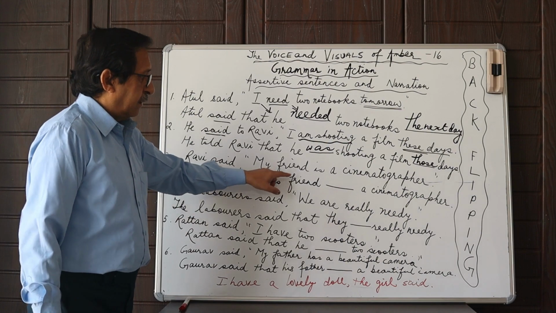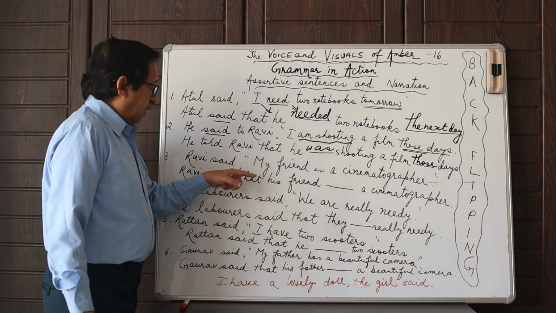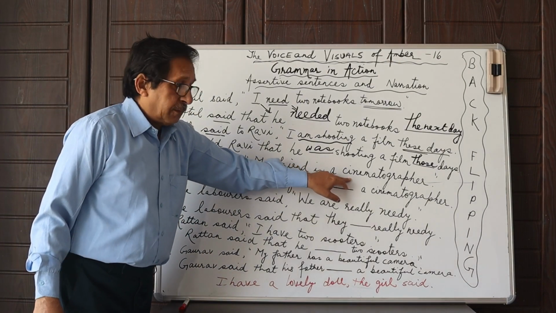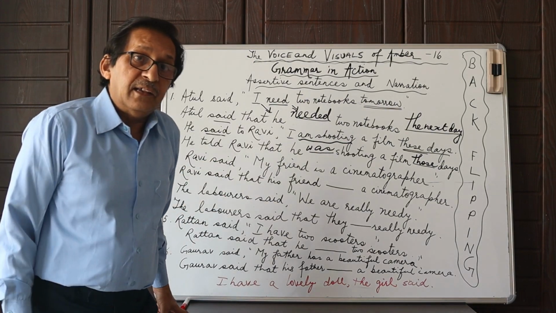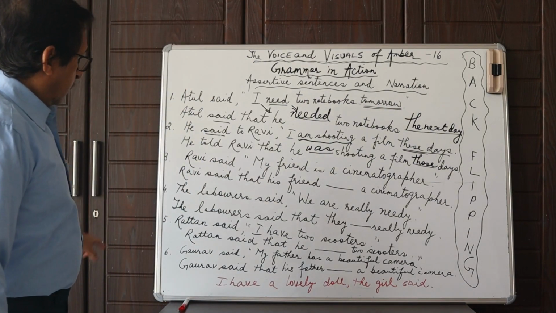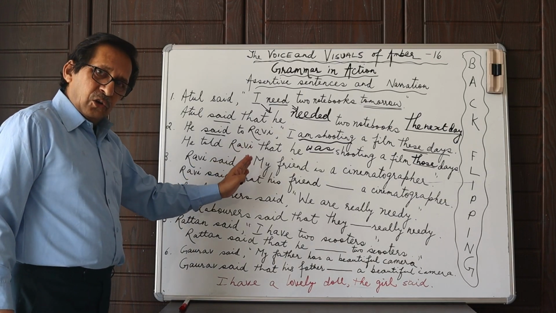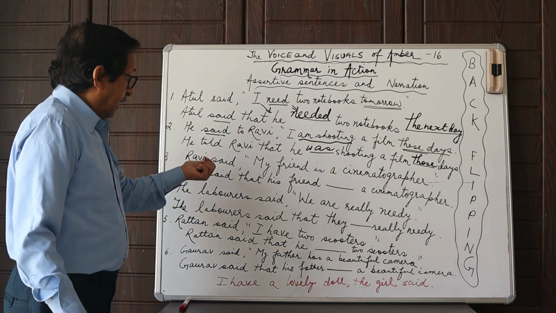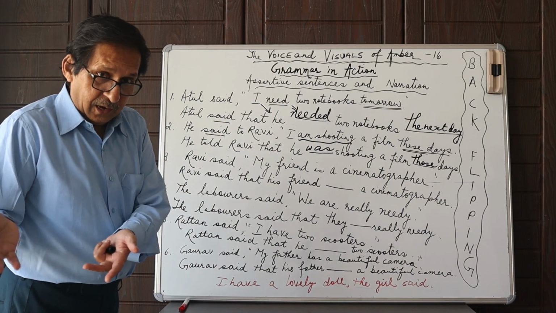Ravi said, my friend is a cinematographer. So, a cinematographer, like photographer. So Ravi said, my friend is a cinematographer. To whom he actually said it is not mentioned, which means Ravi must have said it to the reporter, the one who is reporting his words.